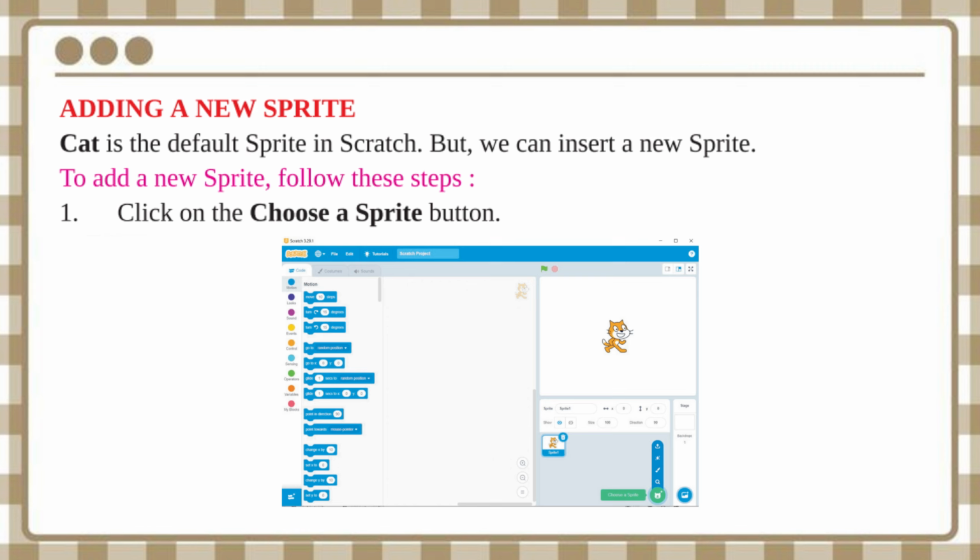Adding a new sprite. Cat is the default sprite in Scratch. But we can insert a new sprite. To add a new sprite, follow these steps. 1. Click on the Choose a Sprite button.